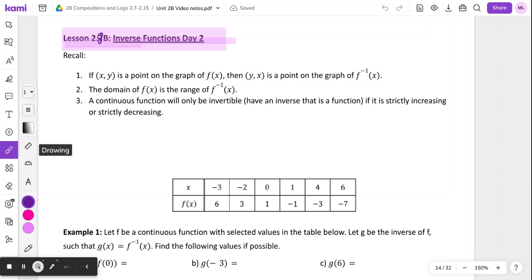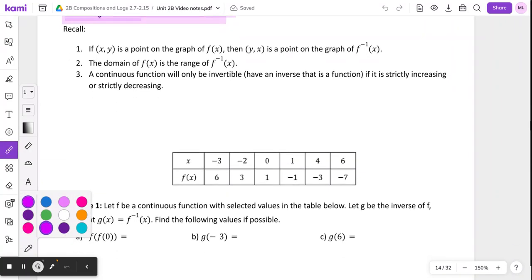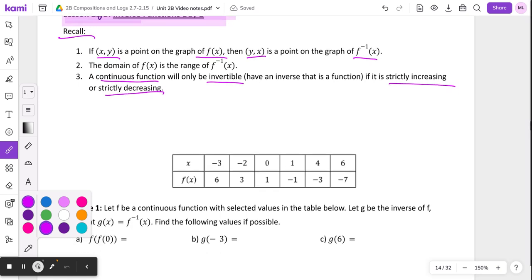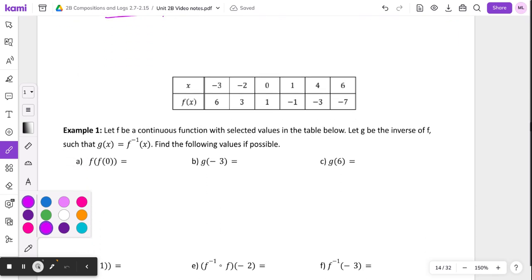All right, day 2 of inverses. So recall, if (x, y) is a point on the graph of f of x, then (y, x) is a point on the inverse. The domain of a function f is the range of the inverse of f. And a continuous function will only be invertible, that means having an inverse that's a function, if it's strictly increasing or strictly decreasing. Okay, so those are all things we talked about in the last lesson.